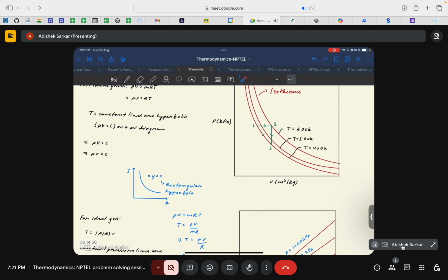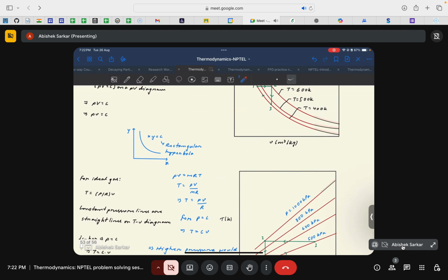Because if we consider an xy plot, x times y equal to c gives a rectangular hyperbola. So with that analogy, in a PV plot, PV equal to some constant will give you a rectangular hyperbola. So all these isotherms are rectangular hyperbolas. I am trying not to dive deep into the detail, since it was discussed in the lectures, but I think this is more than enough.